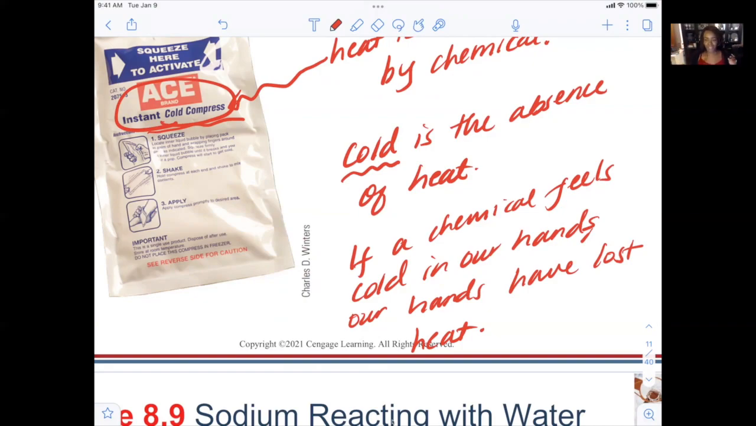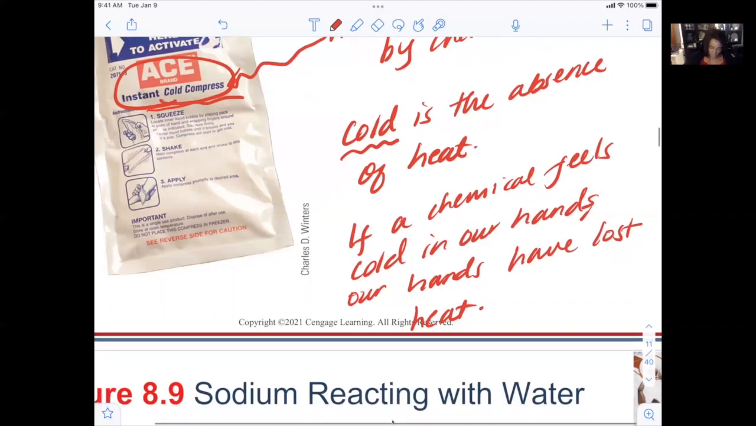So it's a weird, complicated thing, but the instant cold compress feels cold on our hand, on our body, or wherever we want to apply it, because the chemicals take in the heat. When they take in the heat, the area that they're in contact with feels cold, okay? Then the opposite is true. The hot compress releases heat. So the area that is in contact with the hot compress feels warm because it has received the heat, okay?